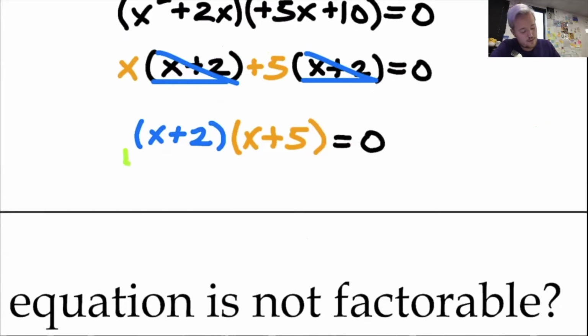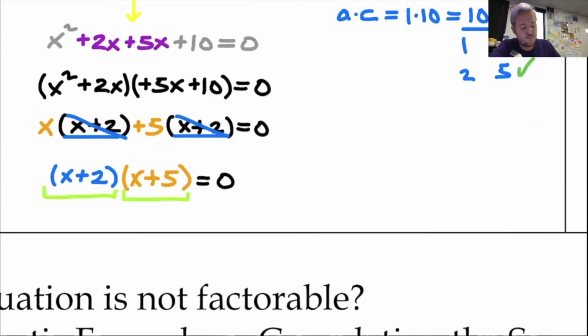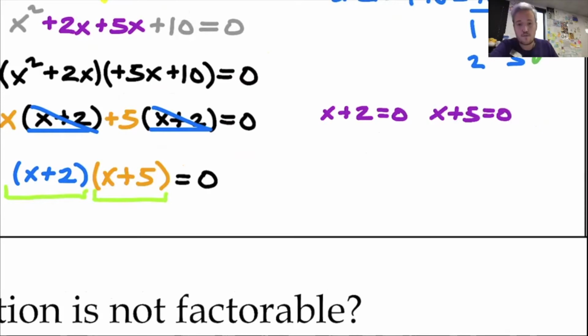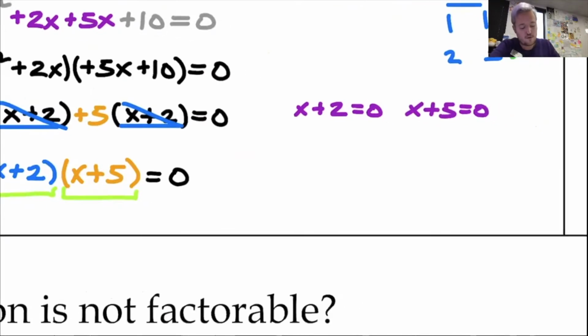So I want to take my x plus 2 and x plus 5, and I'm going to set them both equal to 0. So I'm going to have x plus 2 equal to 0 and x plus 5 equal to 0. And I'm going to solve both of those equations. When I solve them, we're going to solve for x. So I'm going to get rid of that 2 and 5. That's perfect. That's exactly what I wanted.